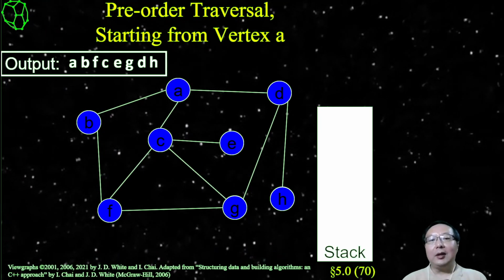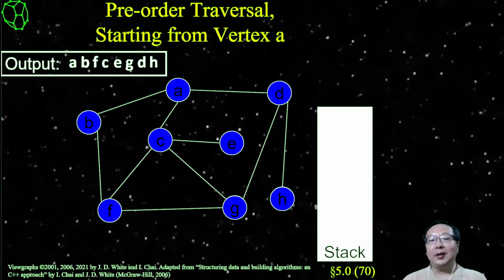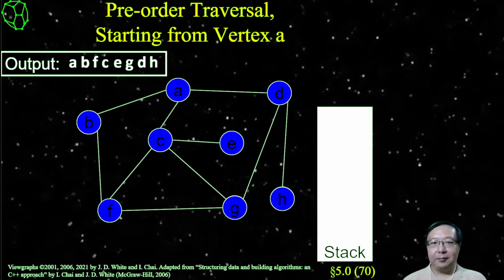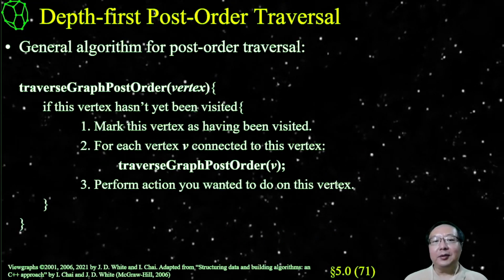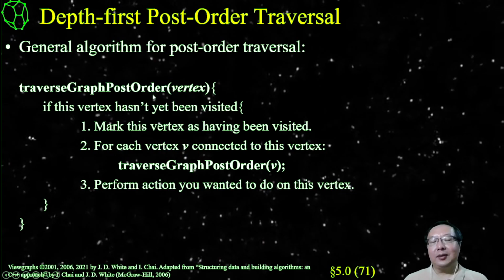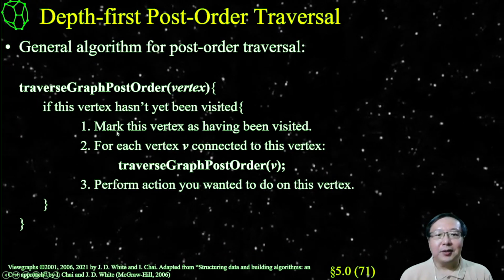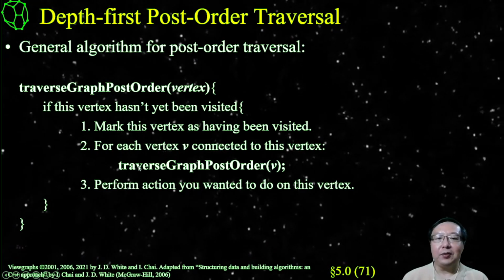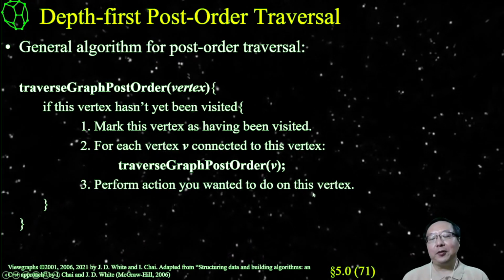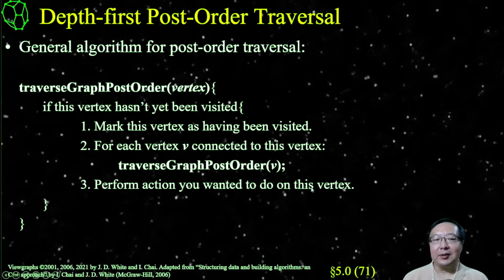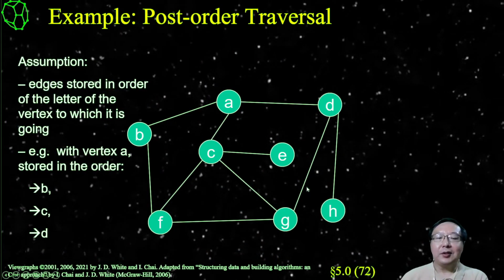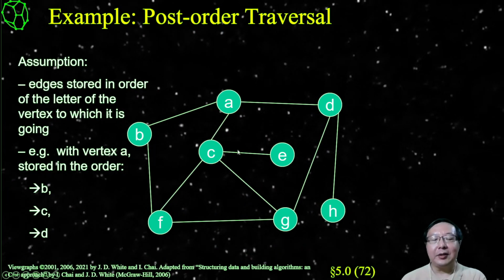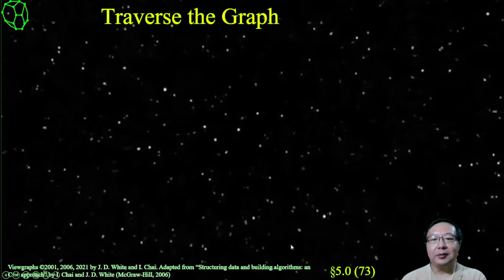So the pre-order traversal is A, B, F, C, E, G, D, H. So post-order, it's just like you did it with trees, right? You mark this vertex as visited, then for each vertex V connected to this vertex, traverse it, then only perform the action you want on the vertex after you've done it. So here is an illustration. Again, the assumption is that the edges are stored in alphabetical order.